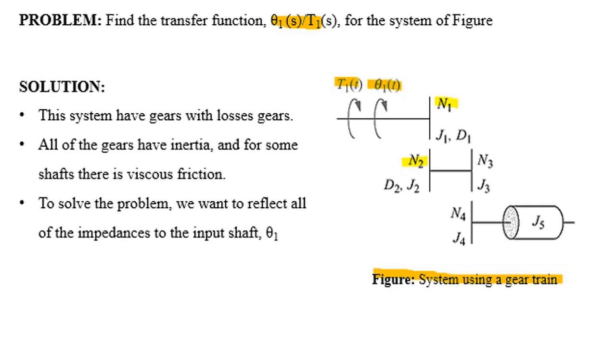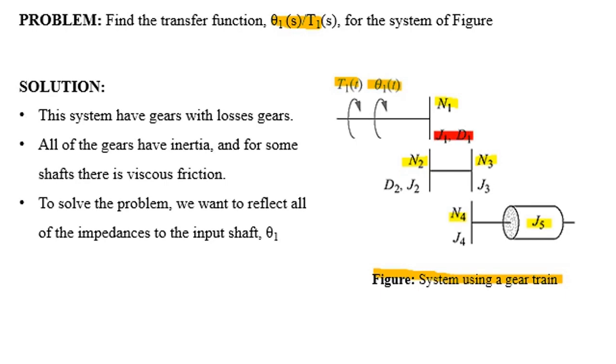At second stage, angular displacement will be theta 2. At third stage, we will be having angular displacement of theta 3, which is having an inertial load of J5. Second stage and third stage are connected with gears N3 and N4.